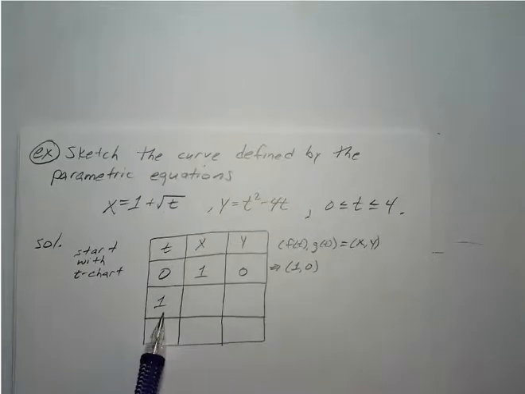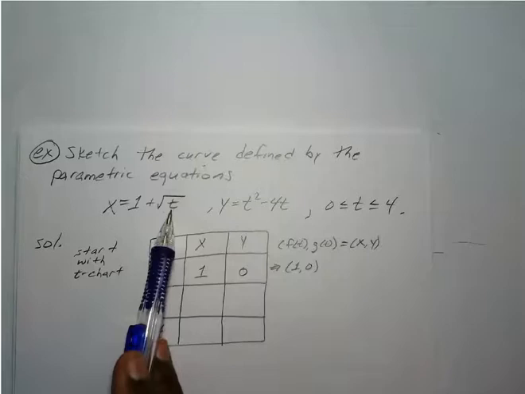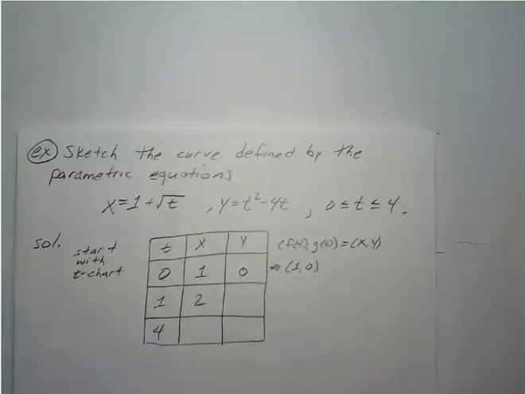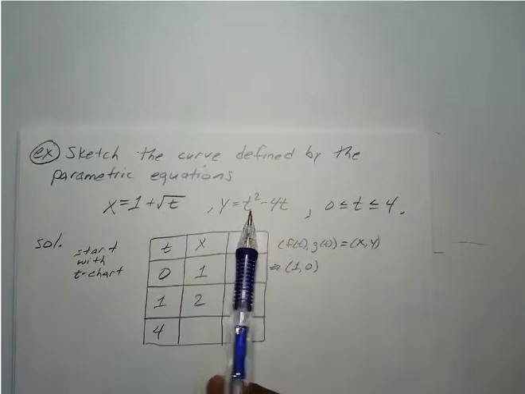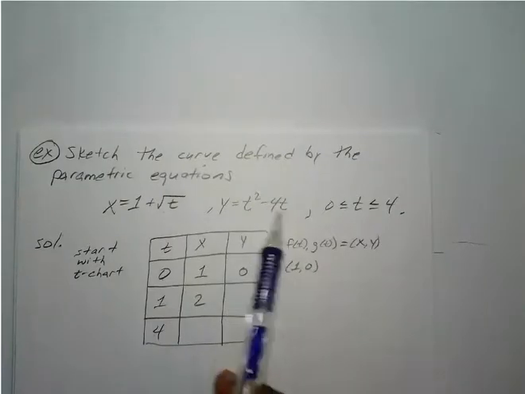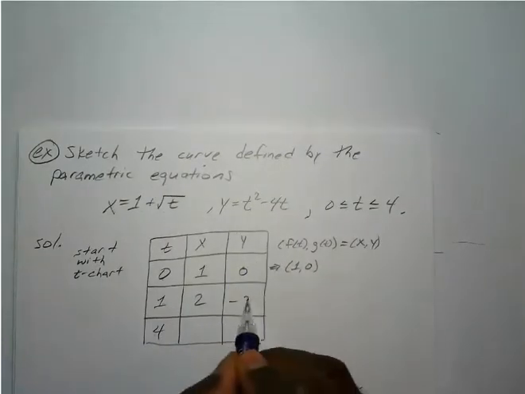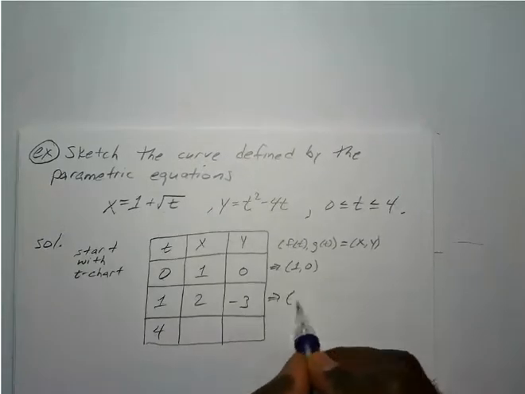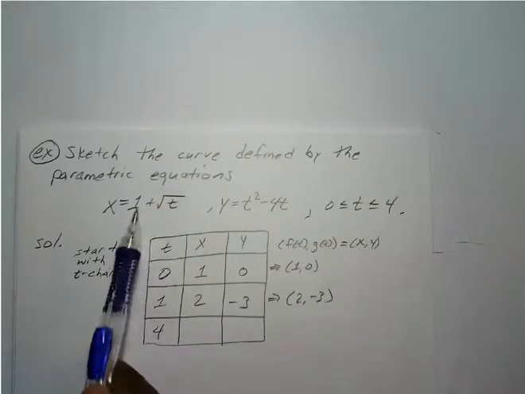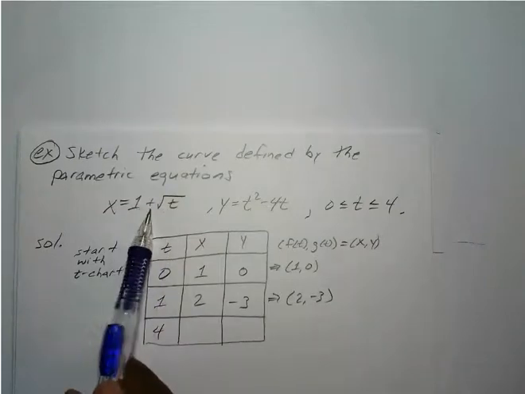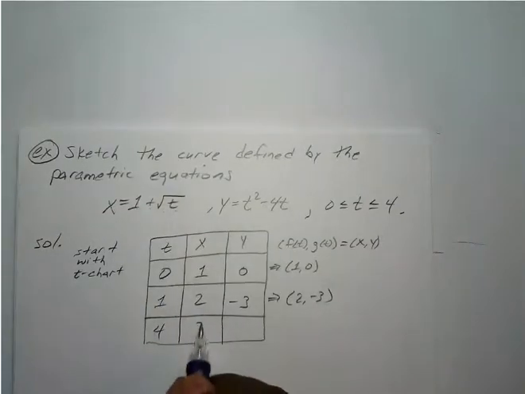Same thing when t equals 1. 1 plus square root of 1 is 2. So x is equal to 2. When t equals 1, you have 1 squared, which is 1, minus 4 times 1, which is 4. So 1 minus 4 is negative 3. So you get the ordered pair 2, negative 3. Here you have your t equals 4. 1 plus square root of 4, or 1 plus 2, would just be 3.